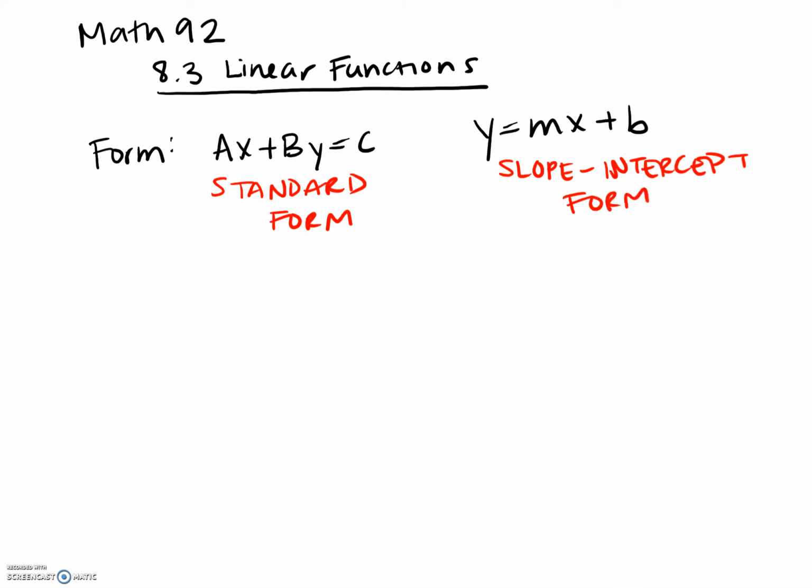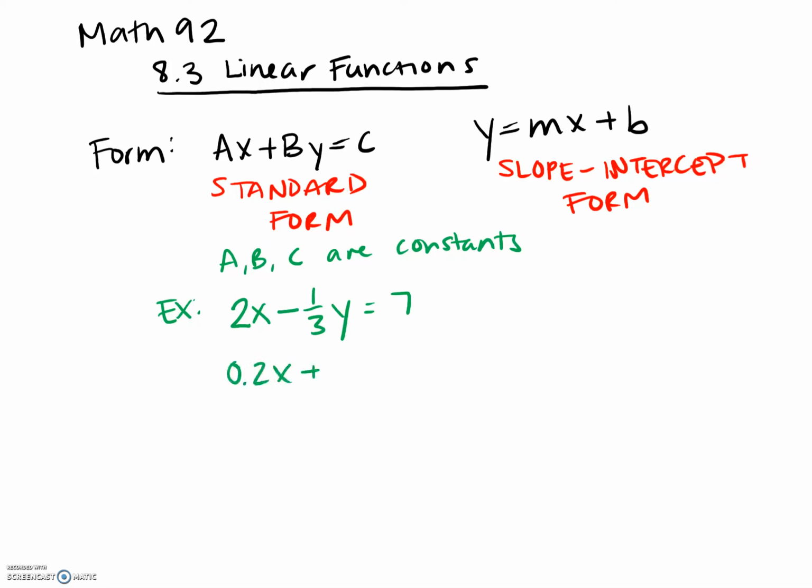In the standard form, a, b, and c are constants. And there is a rule where your a and b terms cannot both be 0. One can be 0, but not both of them. So some examples of functions that fit the bill as linear functions would be something like 2x minus 1/3 y is equal to 7. So this a, b, and c, they can be fractions, they can be decimals, they can be negative. Any of those things are possible.